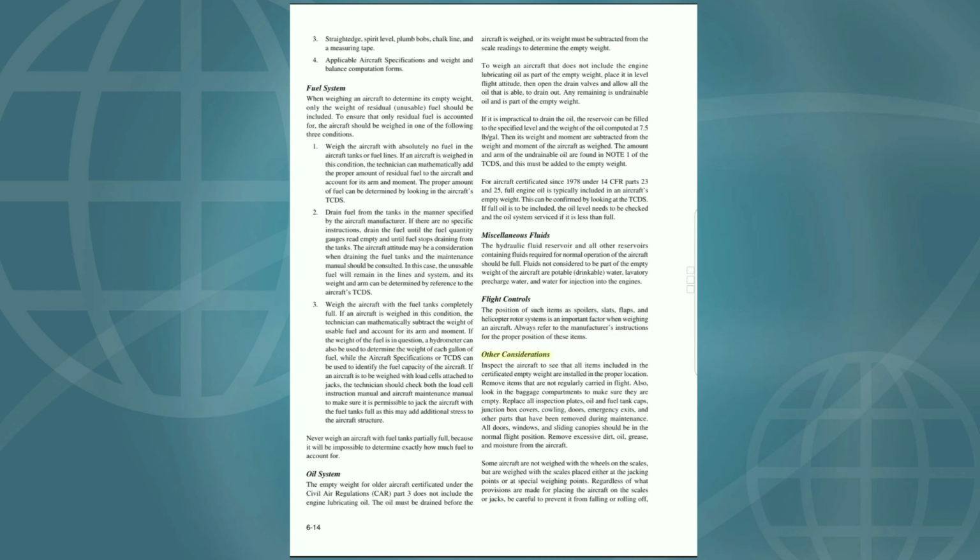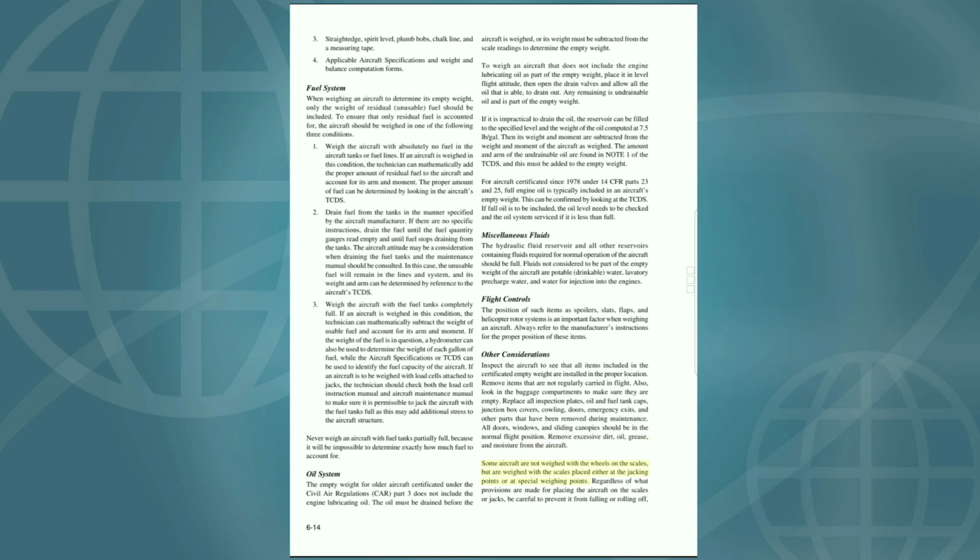Other considerations. Inspect the aircraft to see that all items included in the certificated empty weight are installed in the proper location. Remove items that are not regularly carried in flight. Also, look in the baggage compartments to make sure they are empty. Replace all inspection plates, oil and fuel tank caps, junction box covers, cowling, doors, emergency exits, and other parts that have been removed during maintenance. All doors, windows, and sliding canopies should be in the normal flight position. Remove excessive dirt, oil, grease, and moisture from the aircraft.